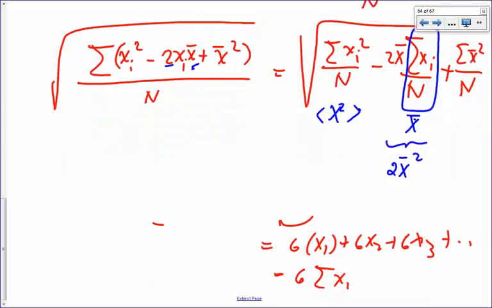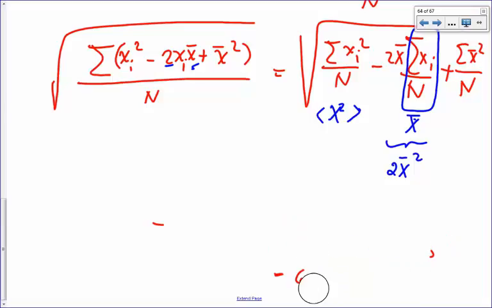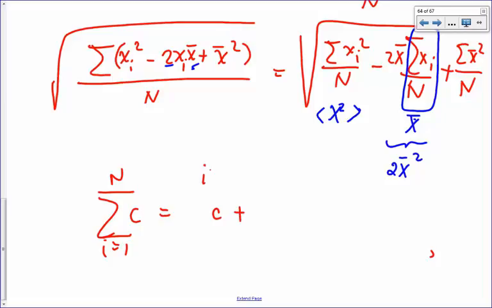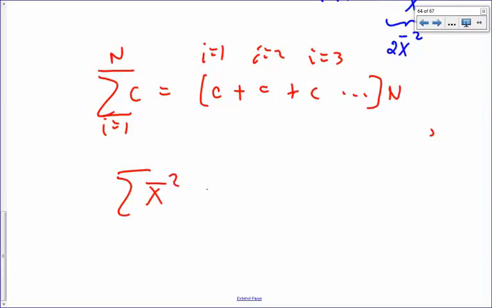What is the summation of x bar squared over n? What is the summation of a constant? What's the sum of a constant from i equals 1 to n? Let's try it. C, plus, for i equals 1 there's a C, for i equals 2 there's another C, for i equals 3 there's another C, and so on. How many C's do you have here? n, right? So the summation of x bar squared, from i equals 1 to n, is just n times x bar squared.